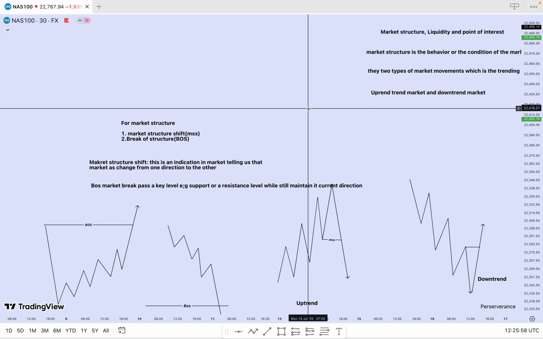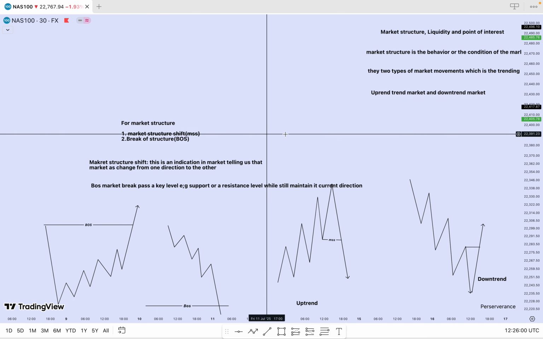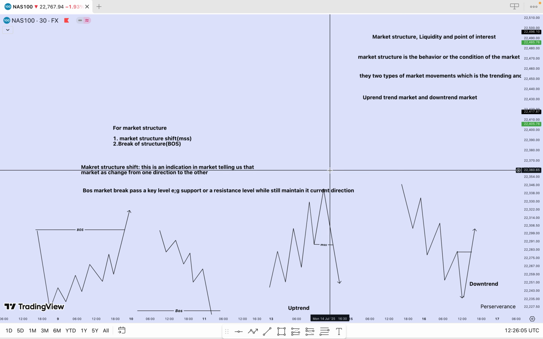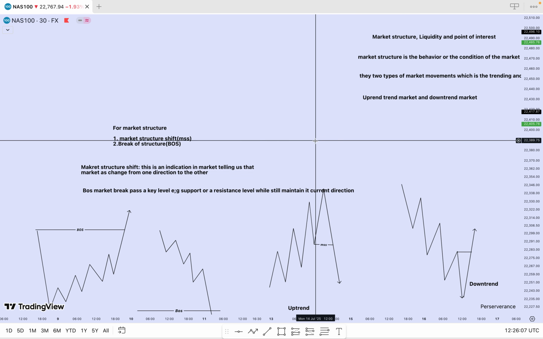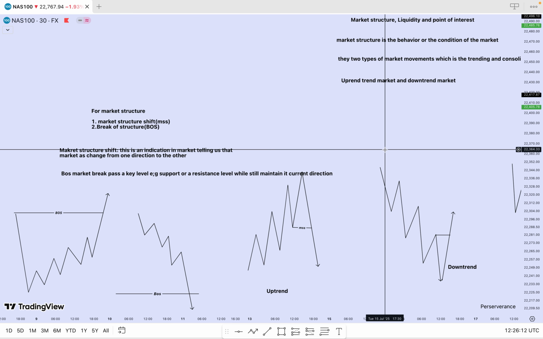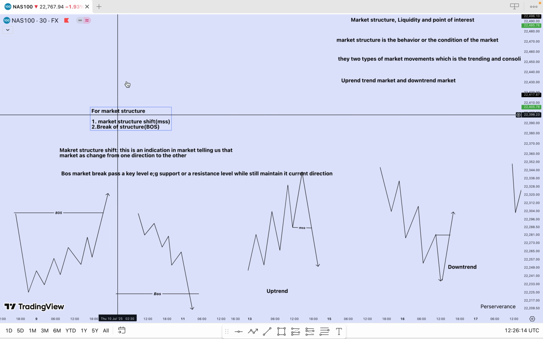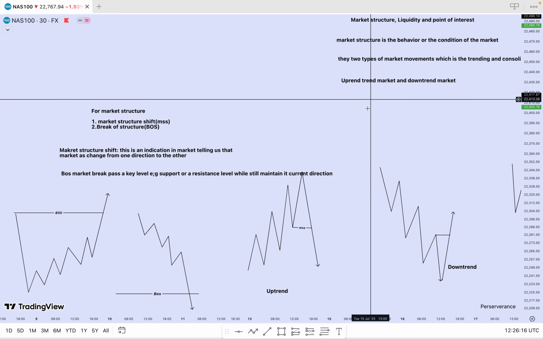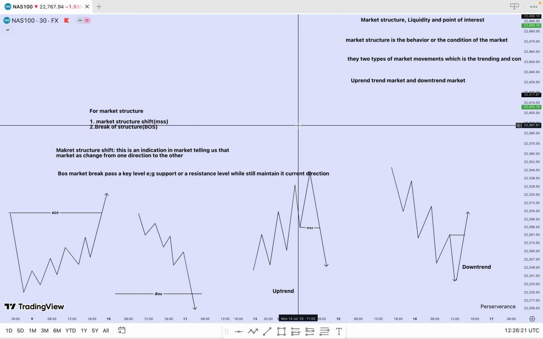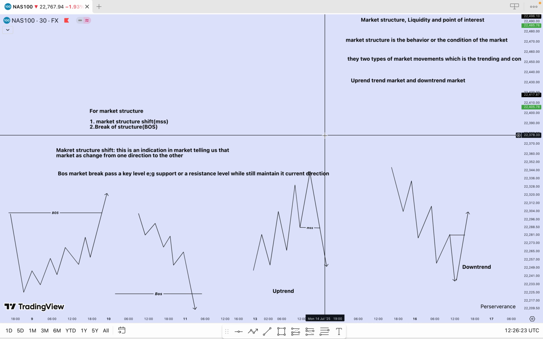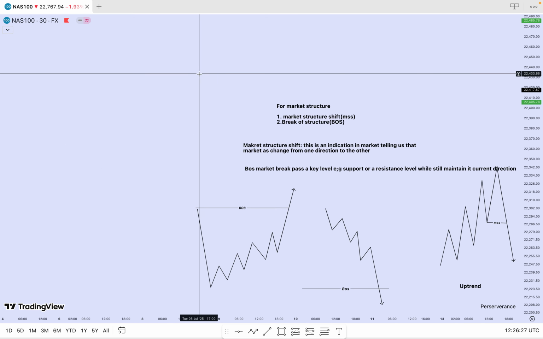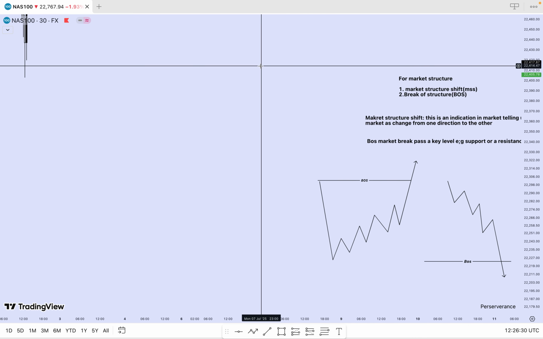So I've explained the market structure part of it. Now it's the liquidity part of the strategy, because I said the strategy consists of three major parts. We have the market structure, the liquidity, and the point of interest. I've talked about the market structure, so it is time for me to talk about the liquidity part of it. For liquidity, I use inducement as my liquidity.